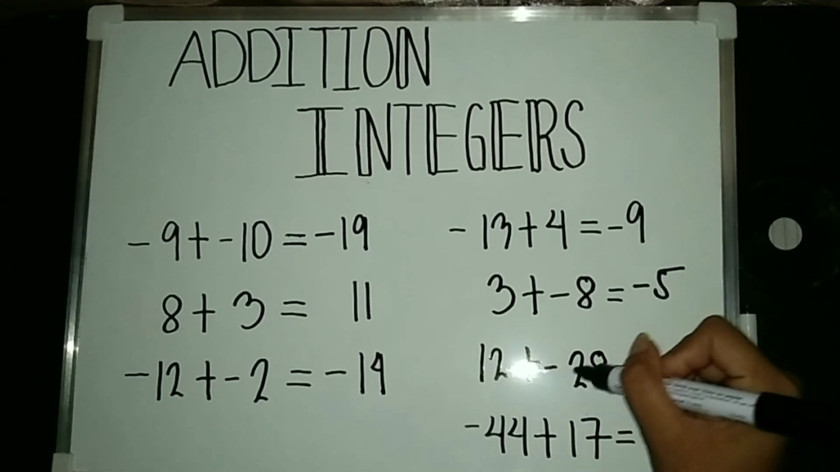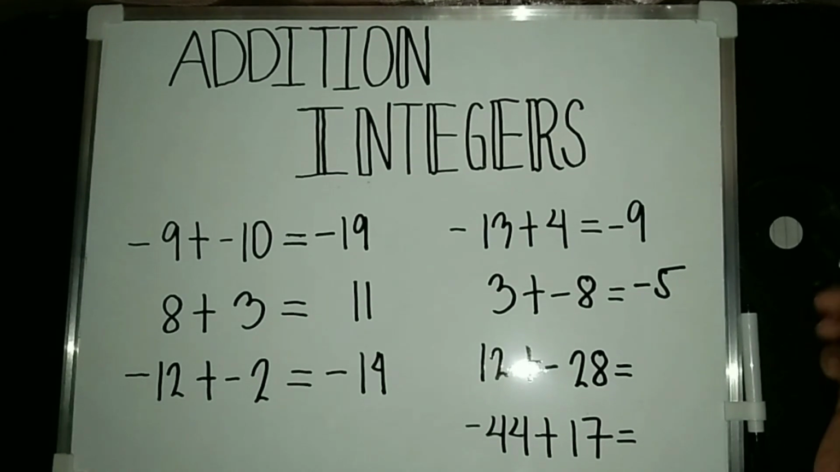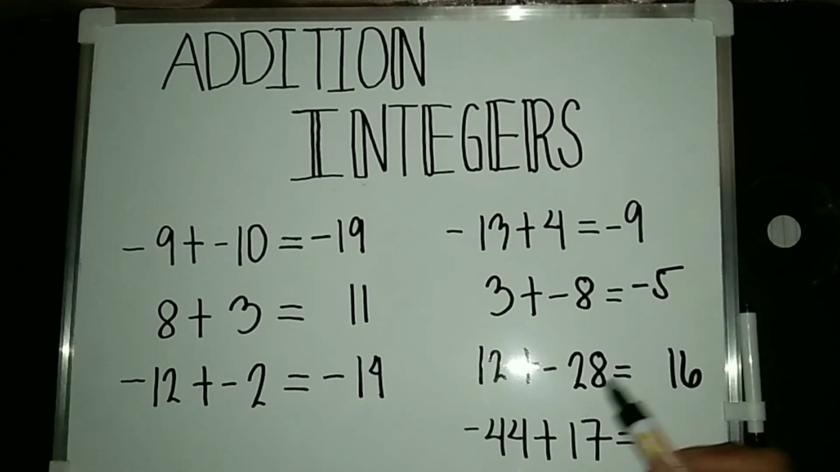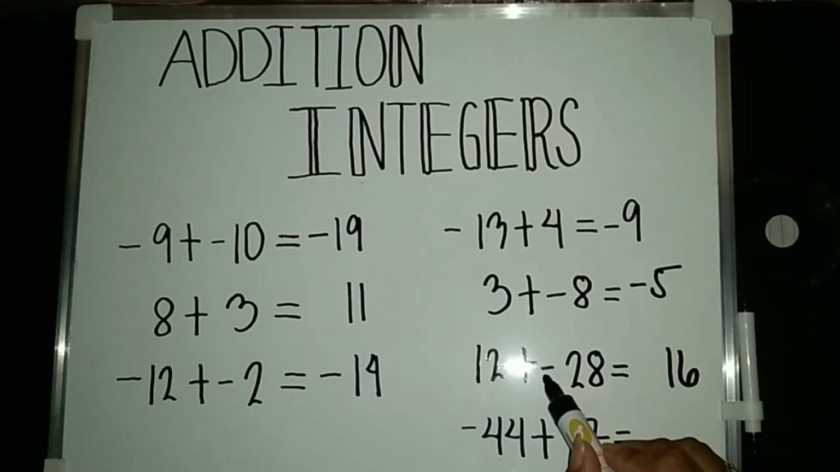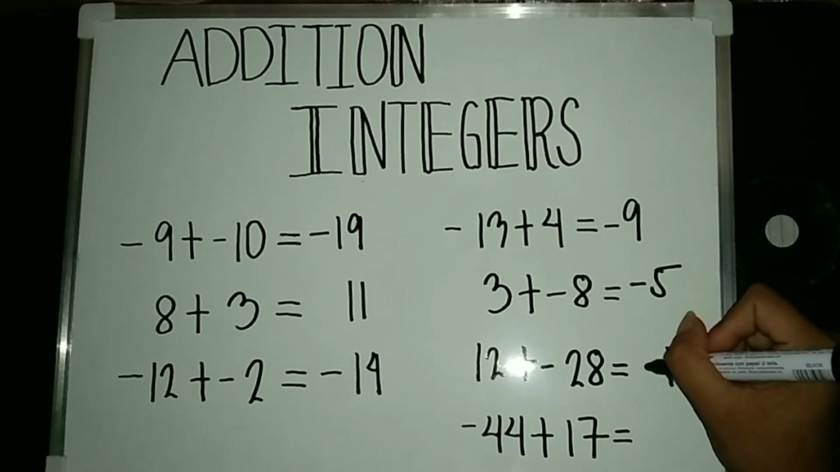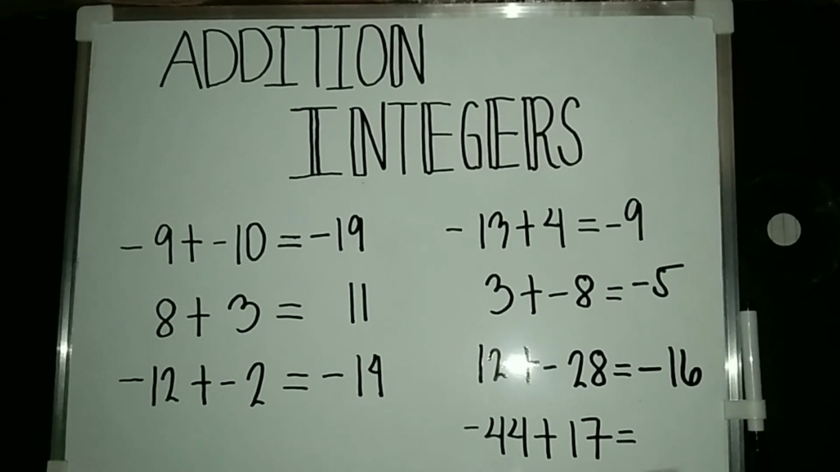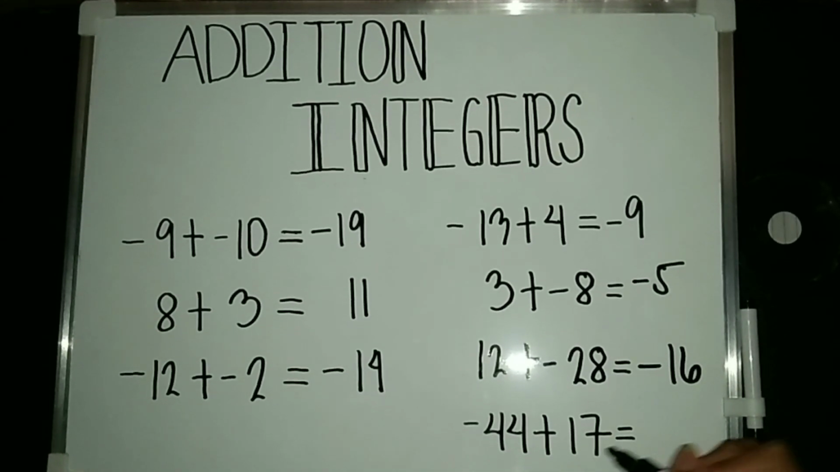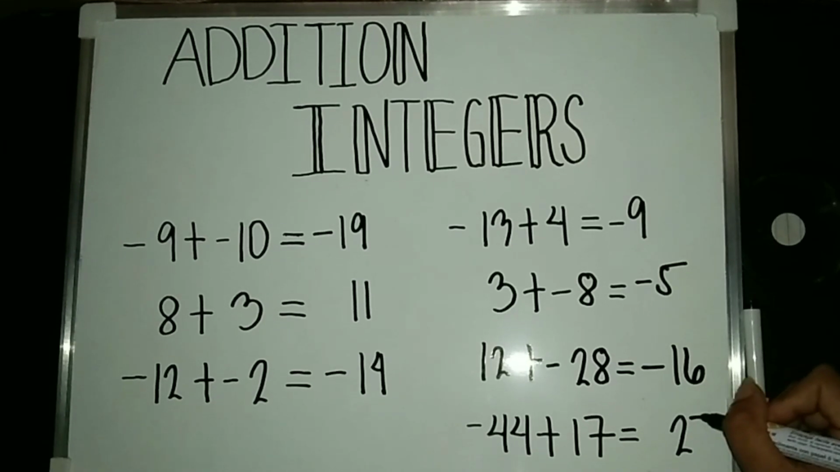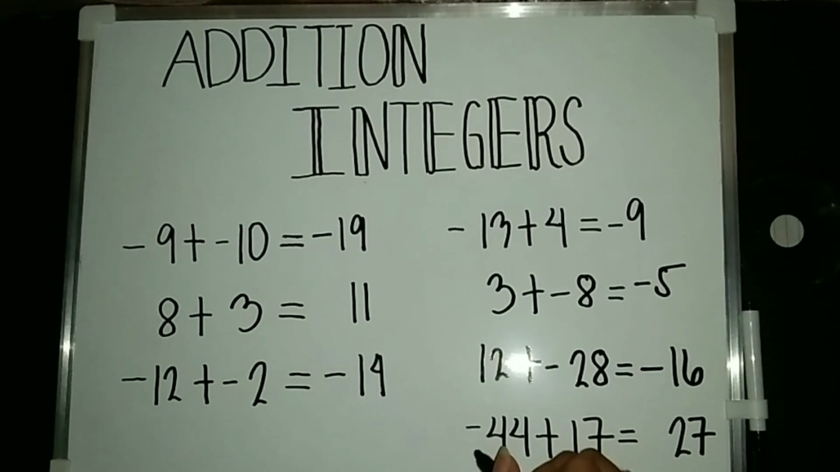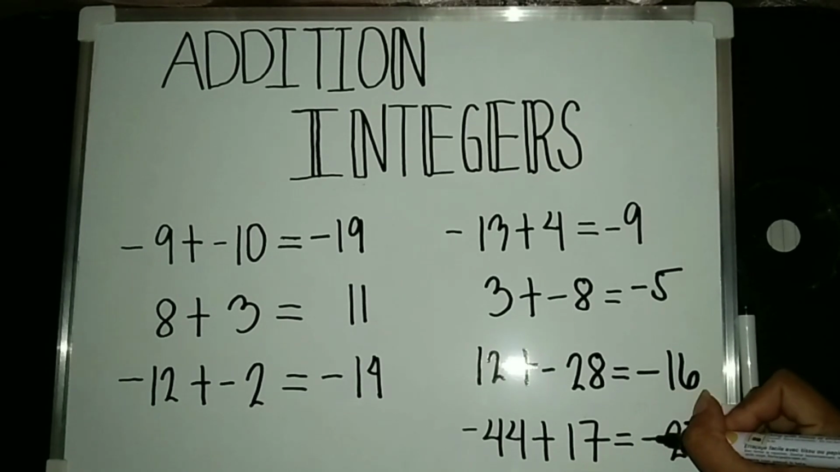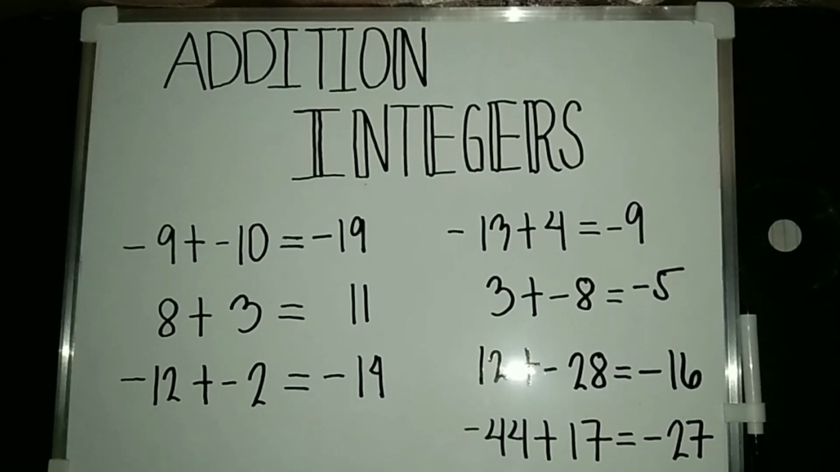Then 12 plus negative 28 is equal to 16. Since the 28 has a bigger absolute value, you need to copy the sign of negative. Then negative 44 plus 17 is equal to 27, and copy the sign of the bigger absolute value, which is the negative 44. So the answer is negative 27.